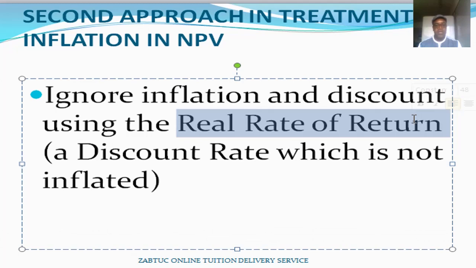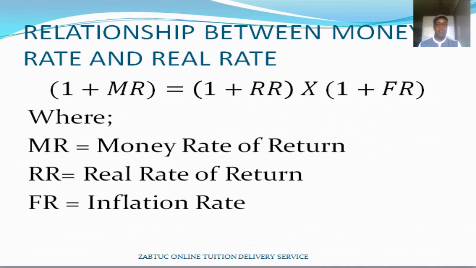So then, is there a relationship between real rate and money rate? The answer is yes, there is a mathematical relationship, and that's what you can see there. 1 plus money rate, you can derive it by taking 1 plus real rate multiplied by 1 plus the inflation rate. So in the examinations, you expect to move from money rate to real rate and real rate to money rate. And you see that the factor there is inflation. You're adding inflation or you're removing inflation.